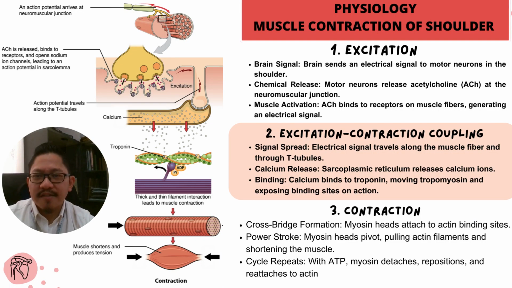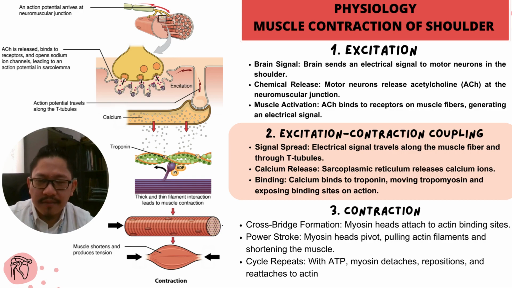Okay, now let me explain the physiology of muscle contraction of the shoulder. The process of muscle contraction begins at the site where a motor neuron terminal meets the muscle fiber, and it is called the neuromuscular junction. This is the process of how muscles receive signals from the nervous system and couple the signal to mechanical action, and finally contract to produce movement.